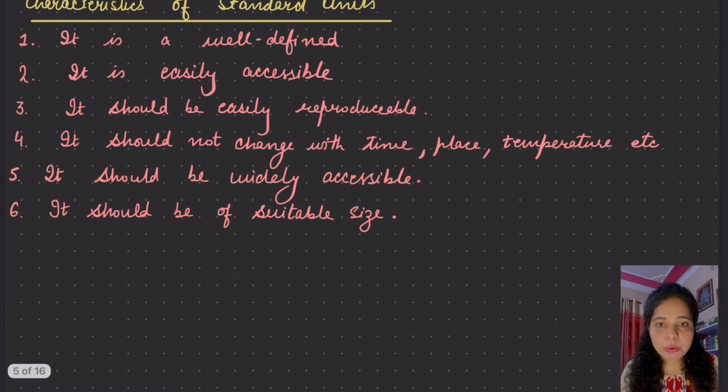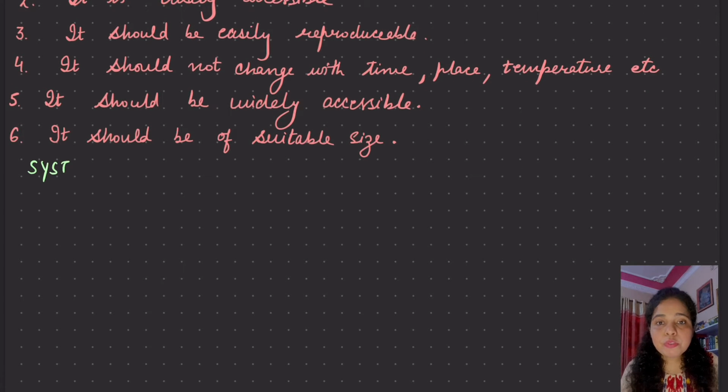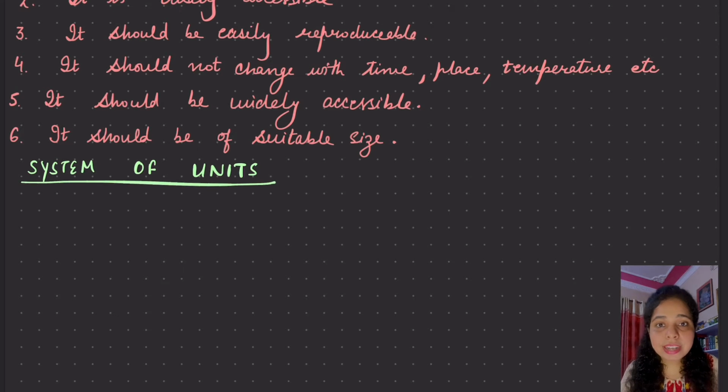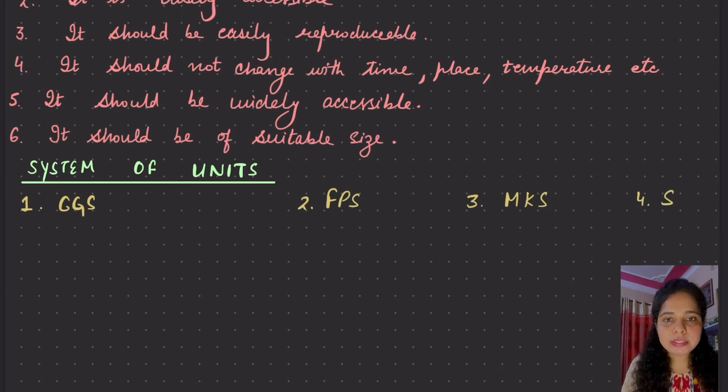As we are talking about units, we have different systems of units. First of all, we have the CGS system of units. The second system which is most commonly used is the FPS system of units. The third system of units is the MKS system, and the fourth system of units is the SI system. First of all, we will talk about the CGS system of units.